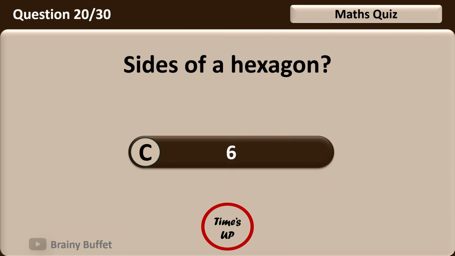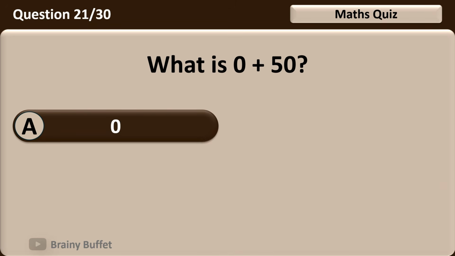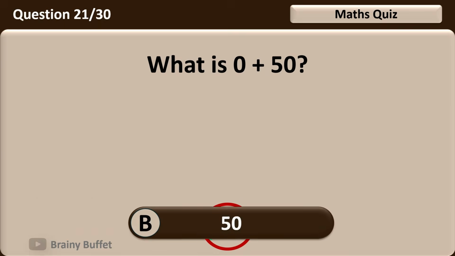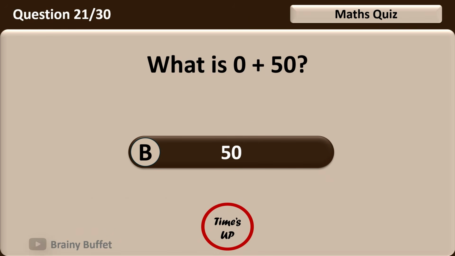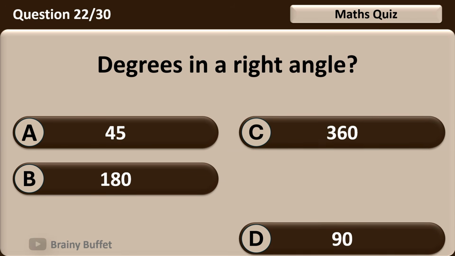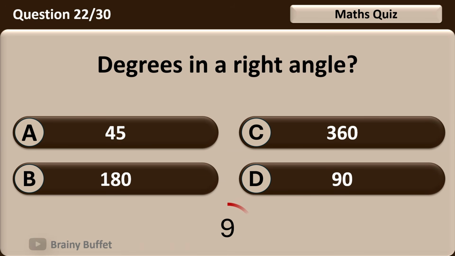The correct answer is option C, 6. Question 21. What is 0 plus 50? The correct answer is option B, 50. Question 22. How many degrees are in a right angle?